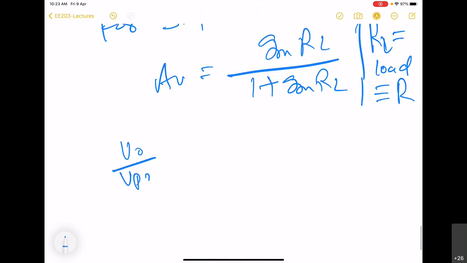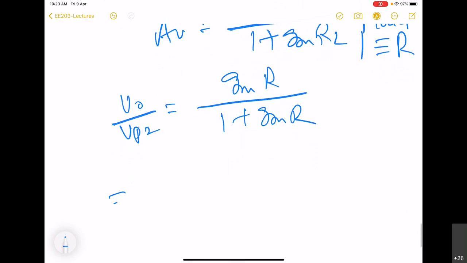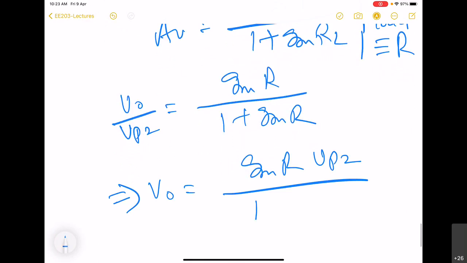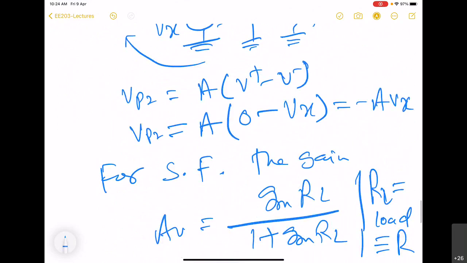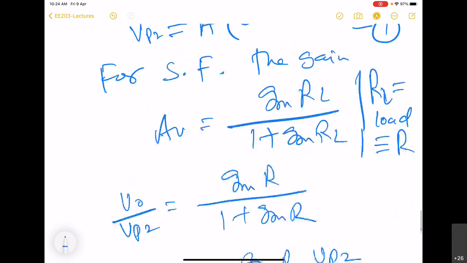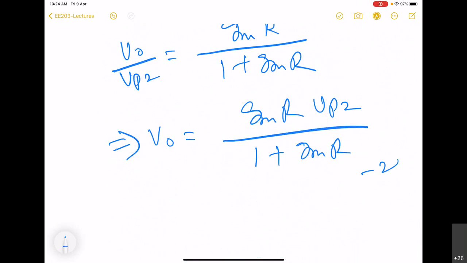So VO by VP2 is equal to gm R divided by 1 plus gm R. That means VO is gm R VP2 divided by 1 plus gm R. Here we have already found out VP2. So this is equation 1 and this is equation 2.